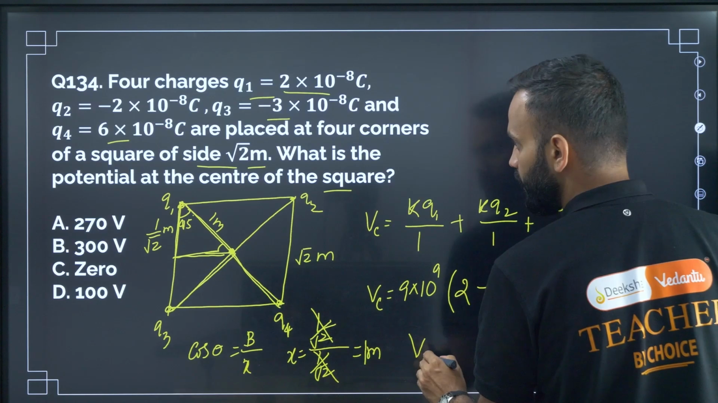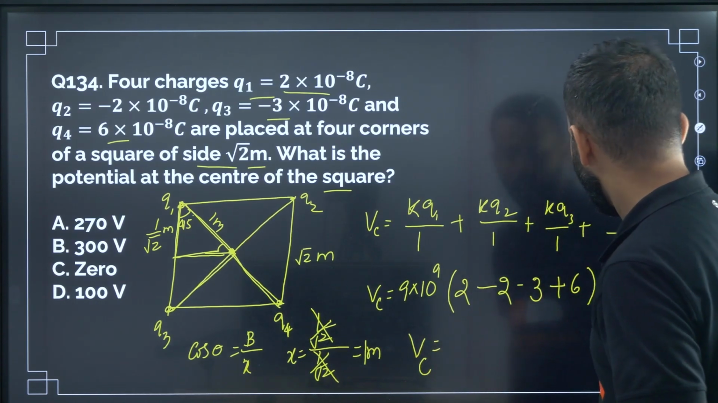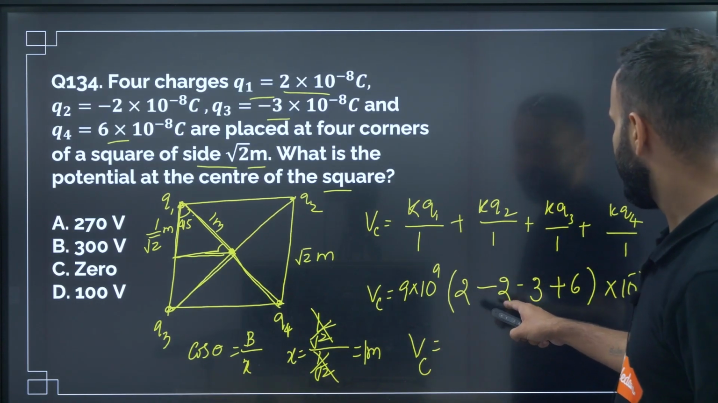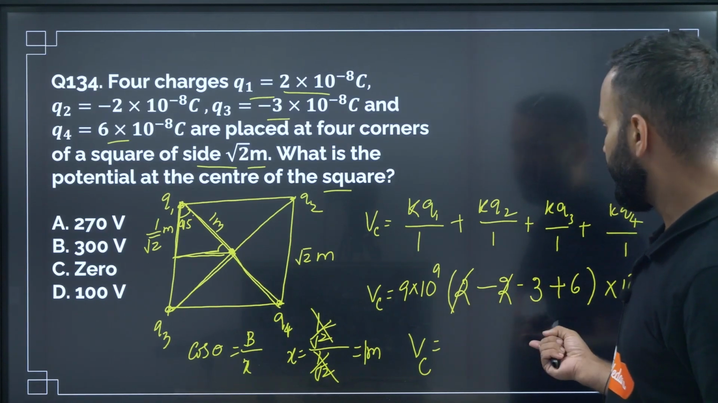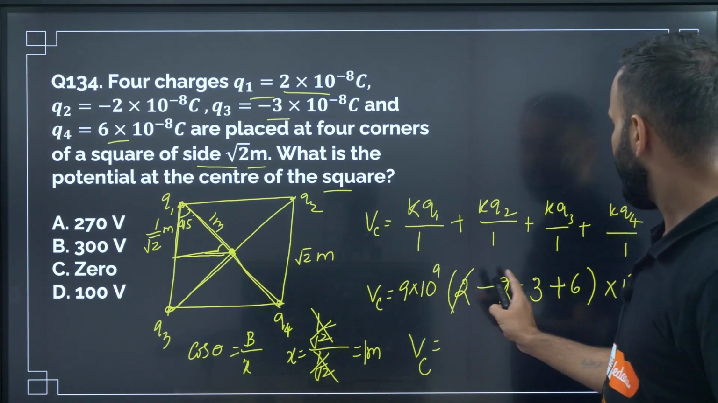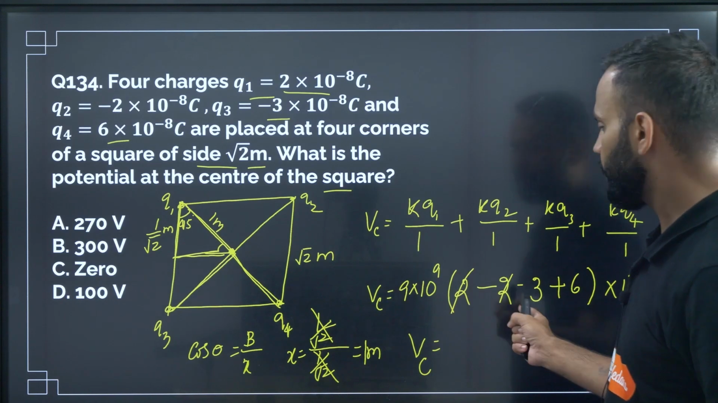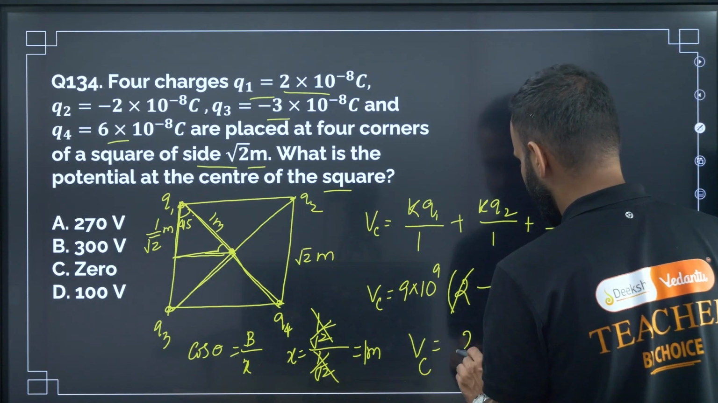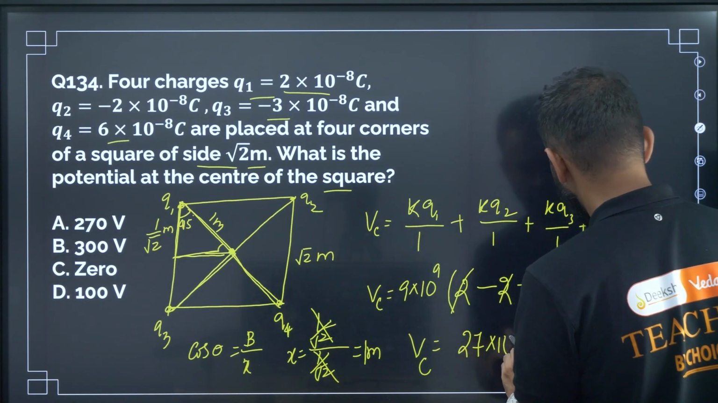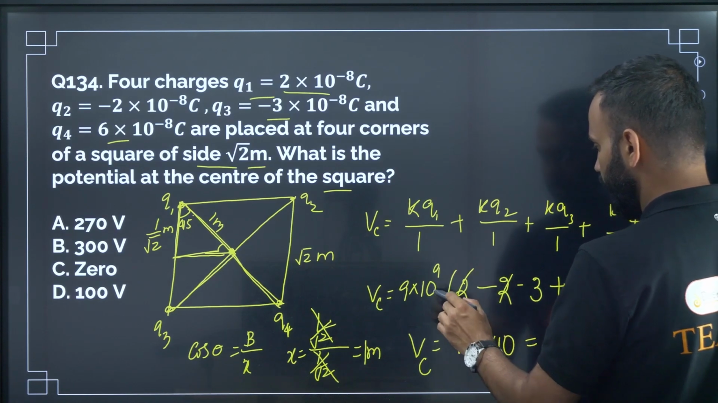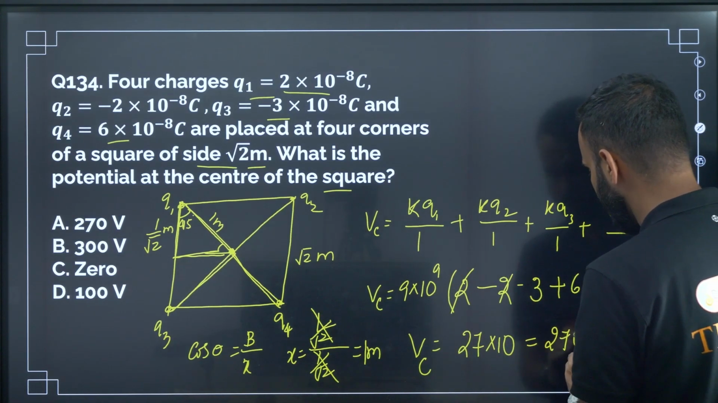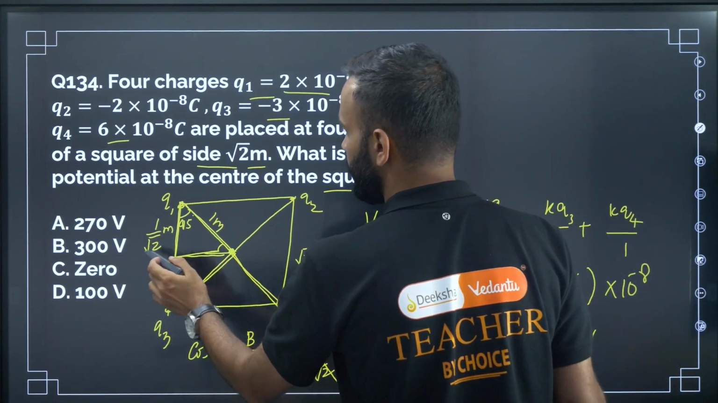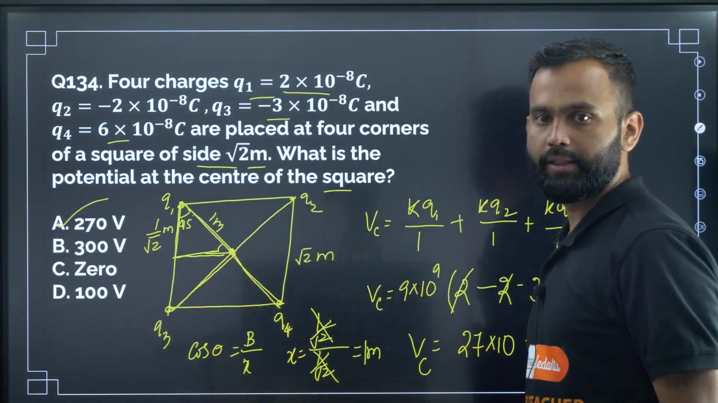Okay, now Vc is equal to, here 2 minus 2 is 0, right? 6 minus 3 is 3 plus 3, right? So 9 into 3 is 27. So 27 into 10 to the power 9 into 10 to the power minus 8, which is equal to 270 volt. So at the center, the potential is 270 volts. So option A is the correct answer.